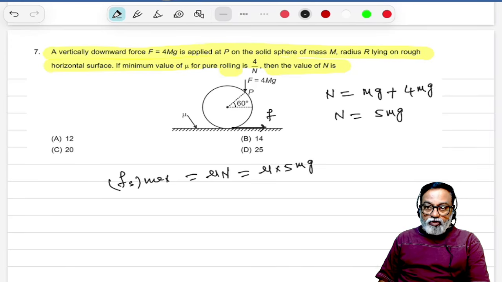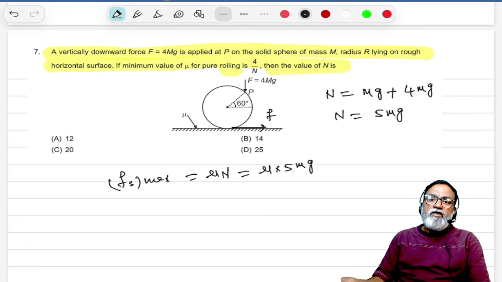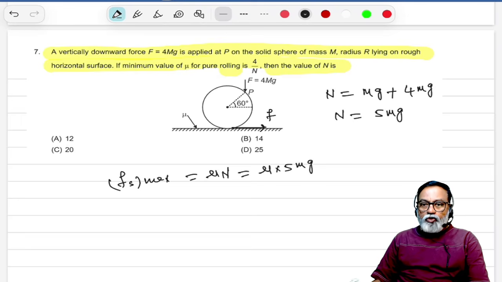Rotational motion is due to torque, and translational motion is due to force. Here we have to find out for which force it is in translational motion and for which force torque is acting. Therefore, due to torque there is rotational motion, and due to the horizontal force, that is the translatory force, there is translatory motion.